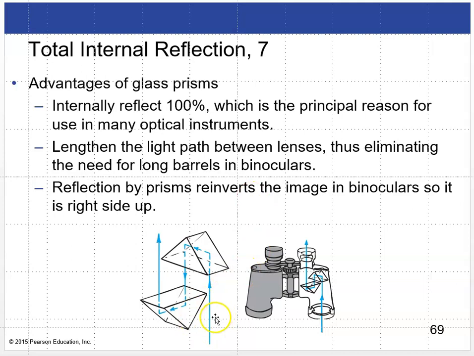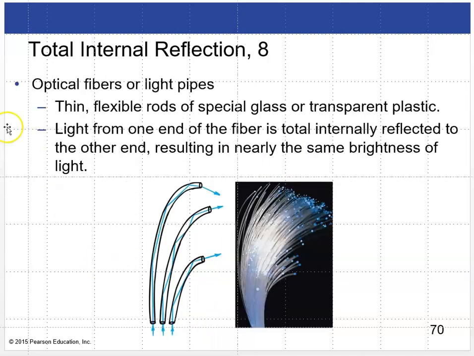And on top of that, the image in a spyglass is upside down, unless you do something to re-invert it. And a prism will do that. If you invert an inverted object, it's right side up.